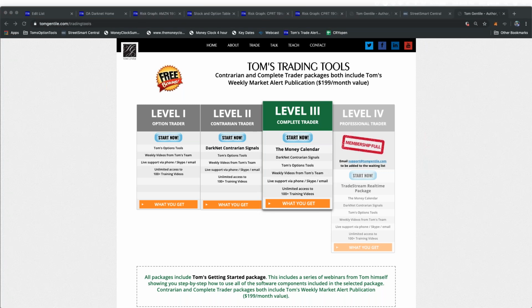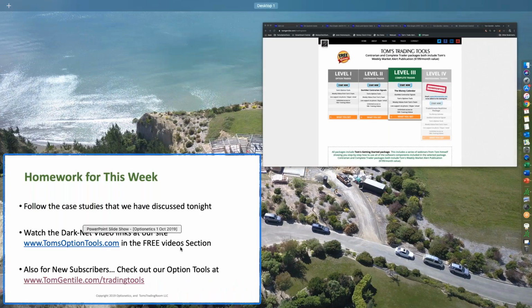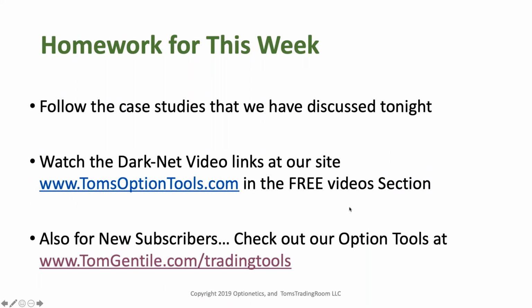If you click on that link, you're going to come to this particular page, and you can see the different levels that we have. Level 1, option trader. Level 2 is what we discussed tonight, and that was Darknet. Level 2 is basically all of level 1 plus the Darknet contrarian system. Next week I'll get into what level 3 is as we talk about the money calendar and money patterns. So that is the homework for tonight.